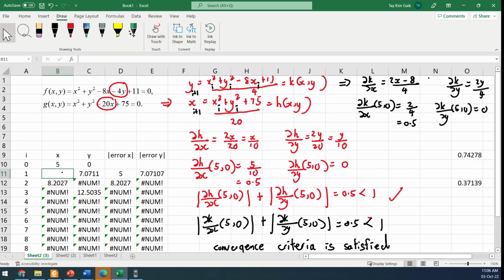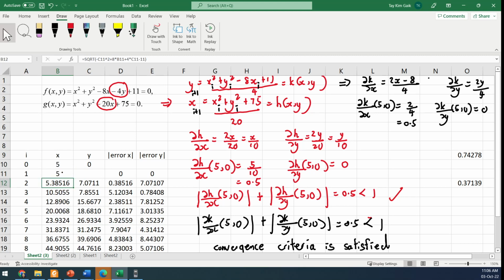Formula x. So x naught, y naught. And the numerator has 3 terms, so bracket. When i equals 0, x naught squared. So click x naught, which is 5, squared, power 2, plus y naught squared plus 75, divided by 20. So you get 5.